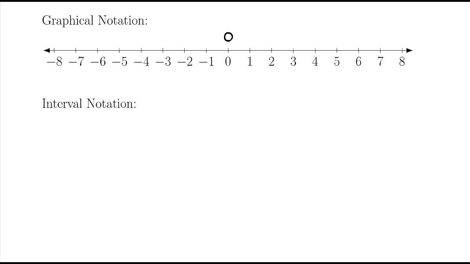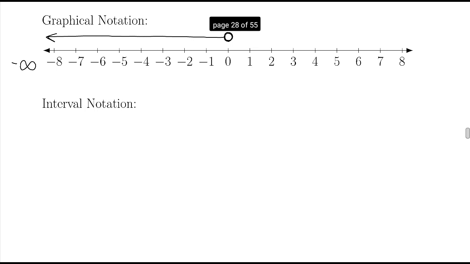Now, the values less than 0 on my number line are all the numbers to the left, right? So my graphical notation here is indicating that from 0 to negative infinity and any number in between, those are all solutions to our inequality. Now, interval notation is a way to summarize this graph.